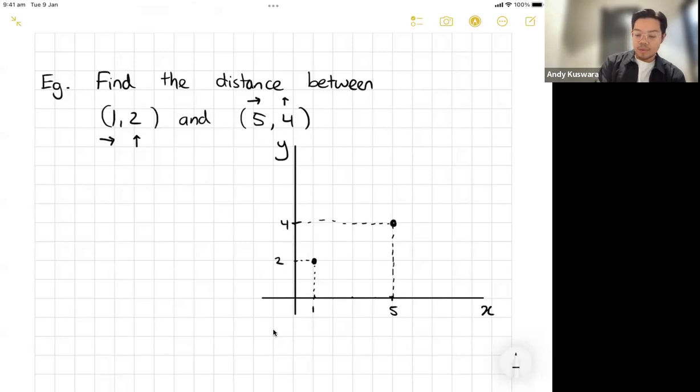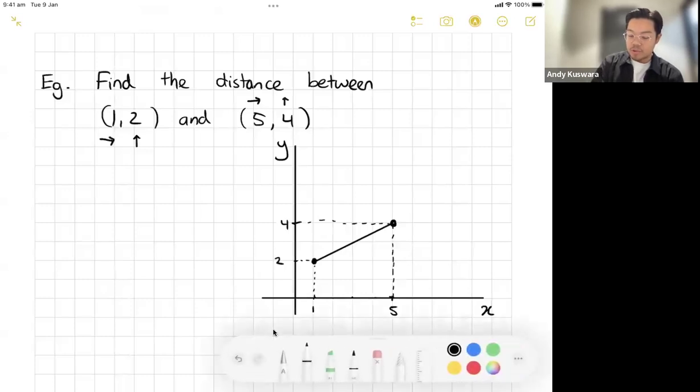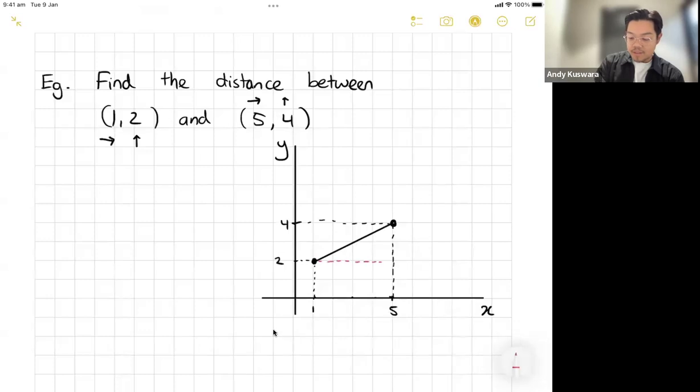Now what I'm going to do is join these 2 points together. In your worksheet today, most of these lines will already be drawn, and there'll also be a little right angle triangle drawn for you as well. So as you can see, there's a nice right angle triangle. Then it will ask for the distances of each side. For example, here I can see that my distance is 1, 2, 3, 4. So there's a distance of 4 between 1 and 5.